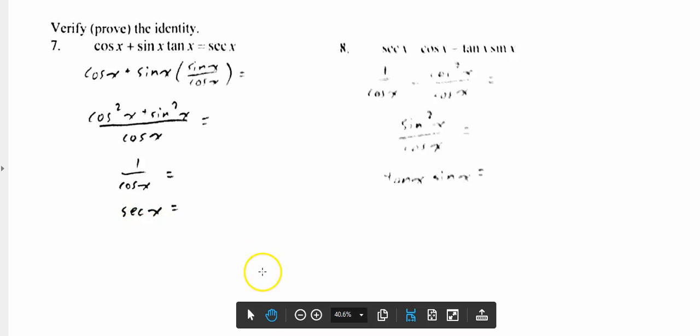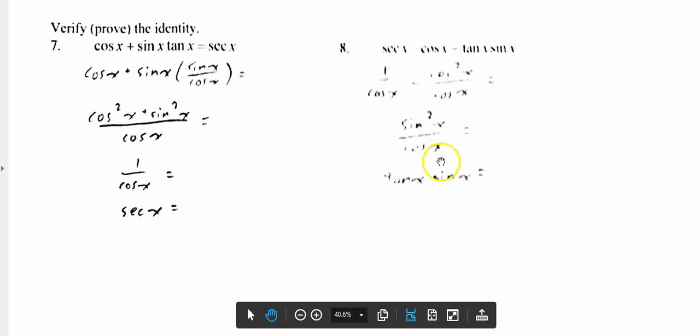Once I set that up, I ended up with sine squared over cosine on the right side. So I decided to get a common denominator so that I could add these two fractions together. This fraction has a denominator of cosine, so I had to multiply the fraction on the left by cosine over cosine, which is how I ended up with cosine squared plus sine squared over cosine. Cosine squared plus sine squared is equal to 1 from the Pythagorean identities, and instead of writing 1 over cosine, that's the reciprocal of secant. So now it matches the right-hand side of my formula.